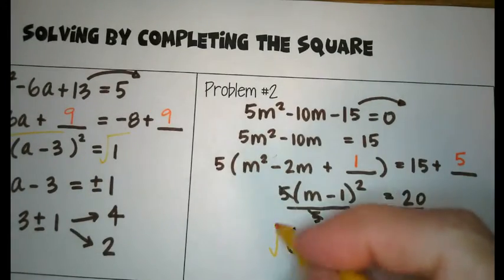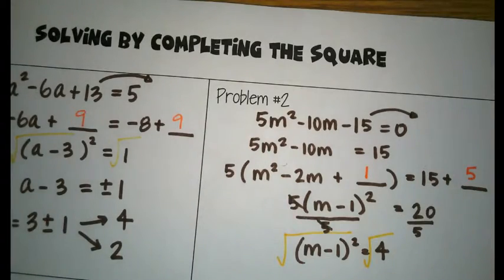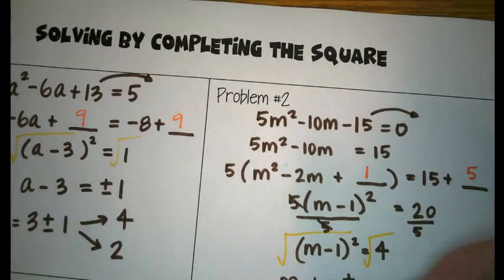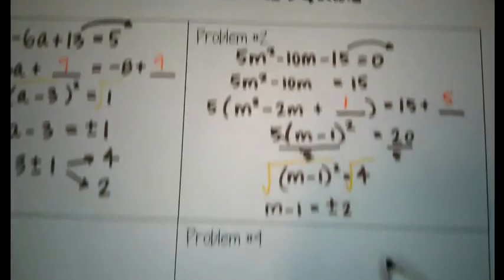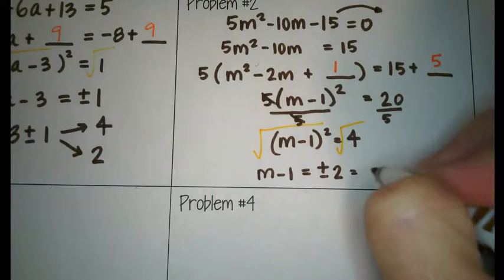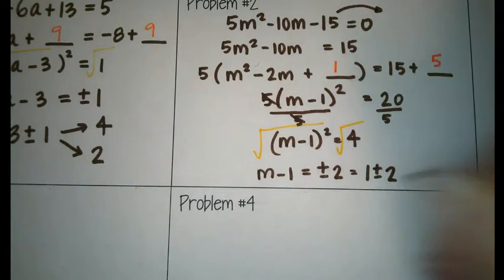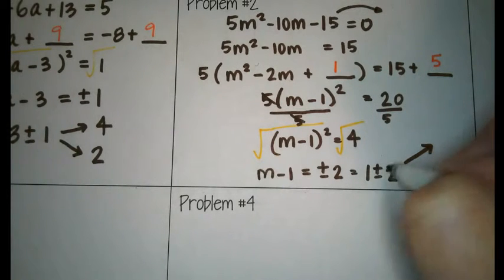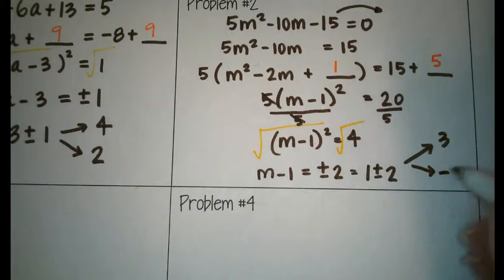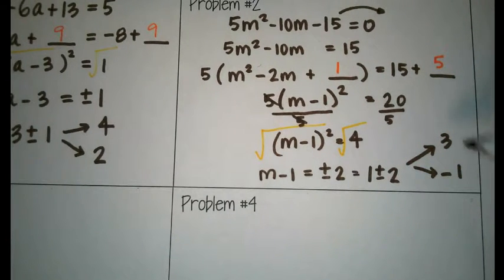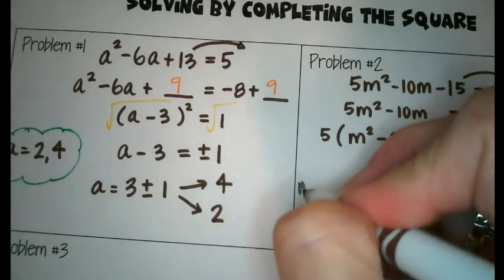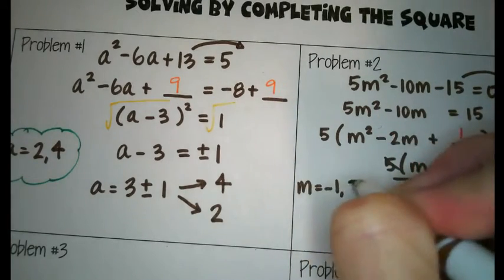Then take the square root of both sides. So I get m minus 1 equals plus or minus 2. Oops, sorry about that. So then I need to add 1 to both sides. So I have 1 plus or minus 2. So 1 plus 2 would equal 3, and 1 minus 2 would equal negative 1. So the two answers are 3 and negative 1. So I'm going to say m equals negative 1 or 3.